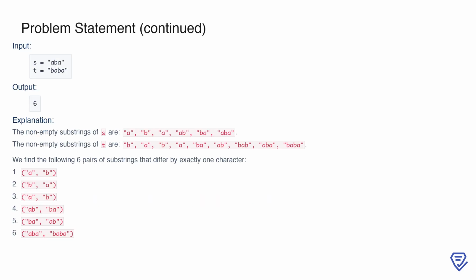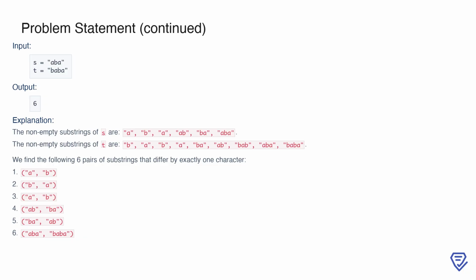To better understand the problem, let's look at an example. Suppose s is ABA and t is BABA. First, we list all the non-empty substrings of both strings. For s, we have 6 substrings: a, b, a, ab, ba, and aba. For t, we have 9 substrings: b, a, b, a, ba, ab, bab, aba, and baba.